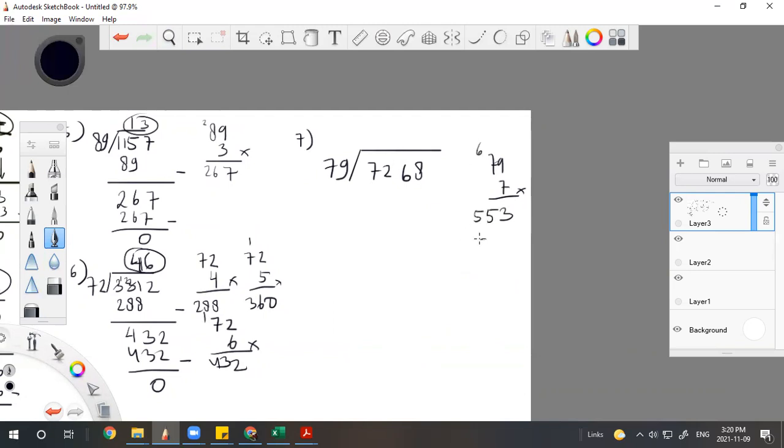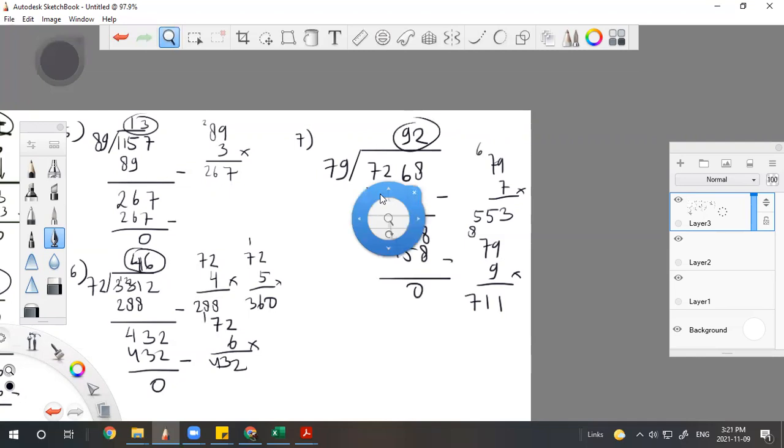It's still too small. Let's try to increase the bigger number, 9. 81, 8, 7 times 9 is 63. 63 plus 8 is 71. Okay, you can put it 9. That's the maximum amount of number. 711, you subtract. So 5, 1, 158. Piece of cake. 2, right? 158, subtract 0. That's the answer for number 7.